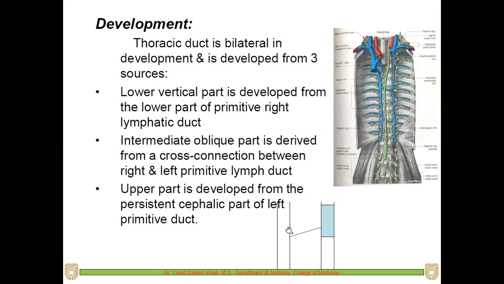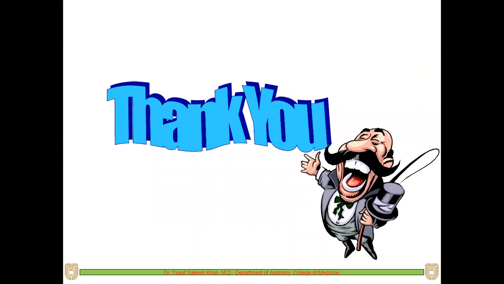So the remaining parts of these ducts will disappear. Only the lower part of the right duct, the upper part of the left duct and the connection between these two will remain, and this will develop into the thoracic duct. That's why it looks like it is initially on the right side, then crisscrosses, then goes toward the left side. But developmentally, there are actually 2 ducts, which later form a single duct with the disappearance of the remaining parts of the ducts. So this is all about this lecture, which is related to the lymphatic ducts of the lymphatic system of the head, neck and thoracic region.